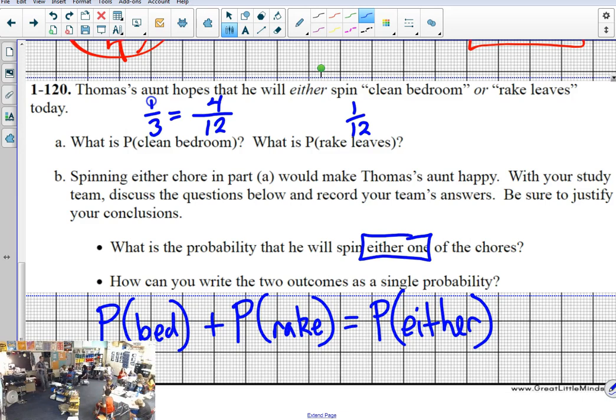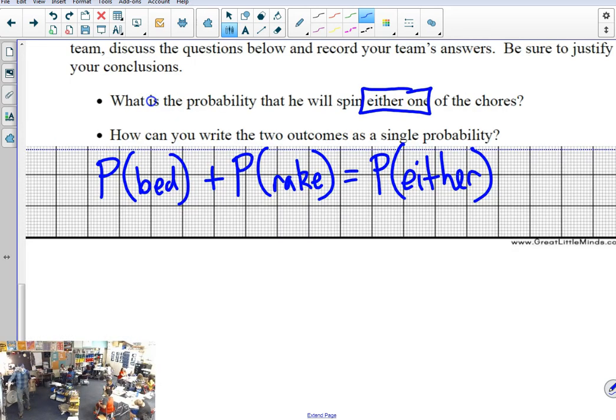So when we go to do this, Tyler and I just talked this out. What do we need to add together, Tyler? We need to add the 4/12s and 1/12, which equal 5/12s.